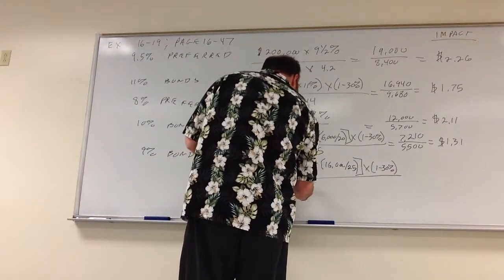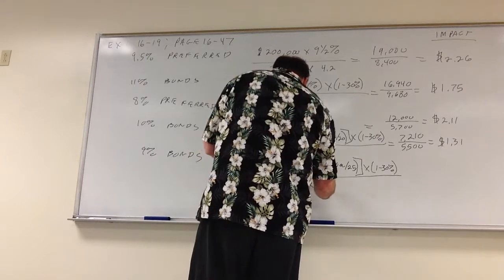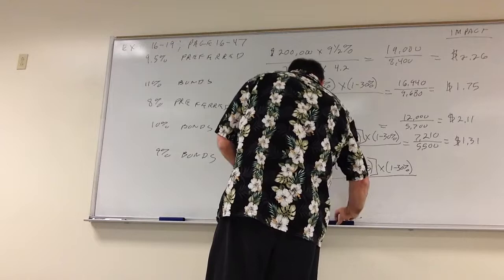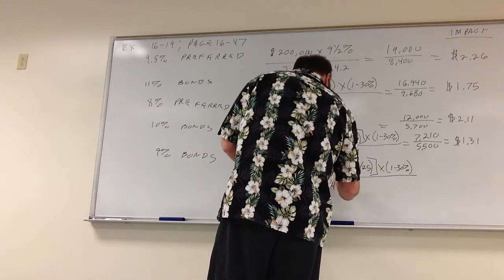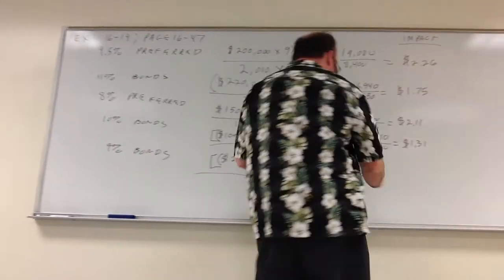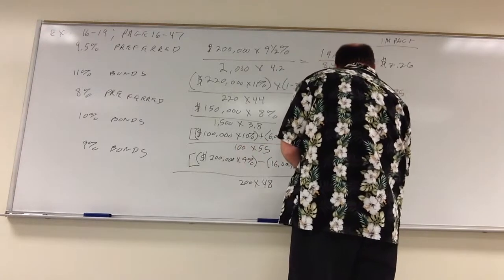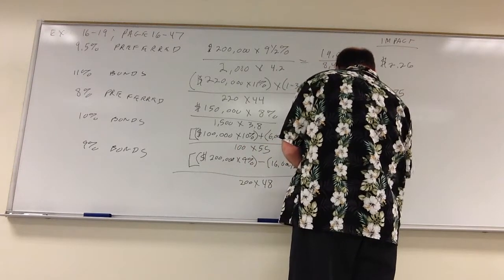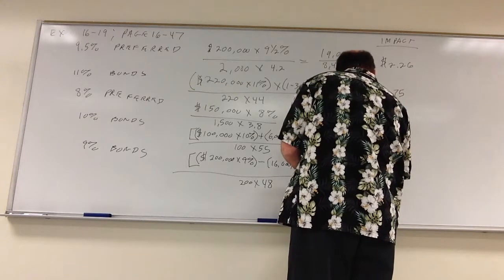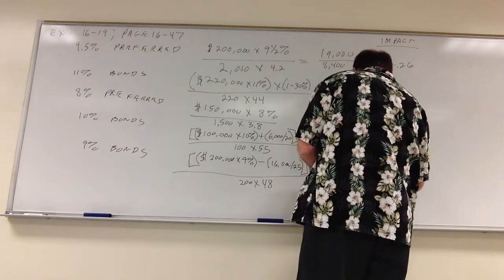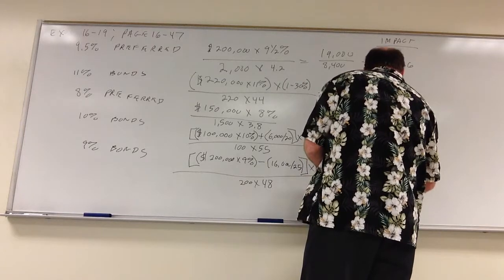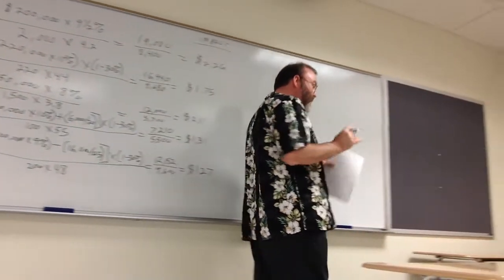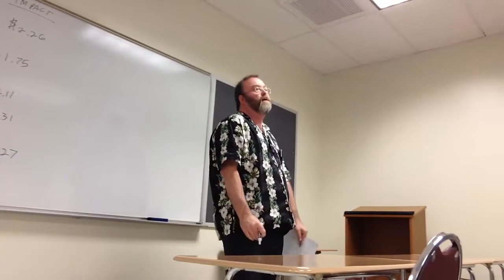Each of the 200 bonds, because they're each worth 1,000, is convertible into 48. And that's equal to 12,152 divided by 9,600, or an impact of $1.27. Now this is just the impact of each individual convertible security.